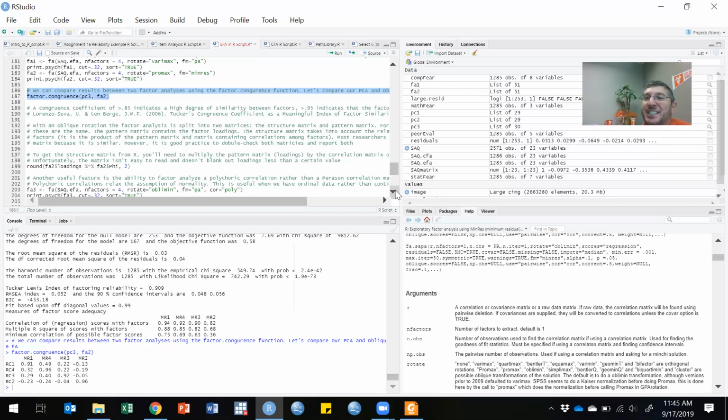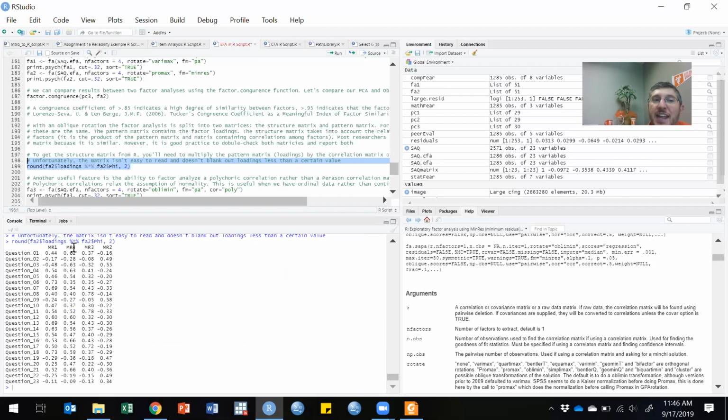And for some reason, there's not an easy way to get it out of R. You basically have to multiply those two matrices together, and that's what this syntax does for you. It multiplies the factor loadings times the correlations between the factors, and I'm rounding it off to 2 decimal places. And unfortunately, there's not a way to clean it up either. If you find something, let me know. But this would be the structure matrix.